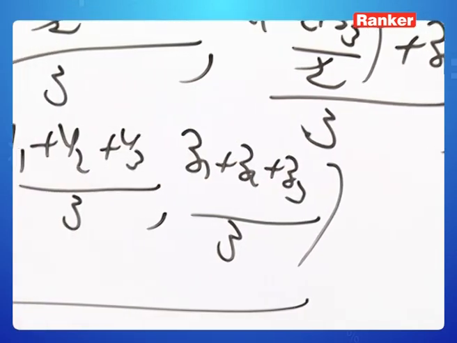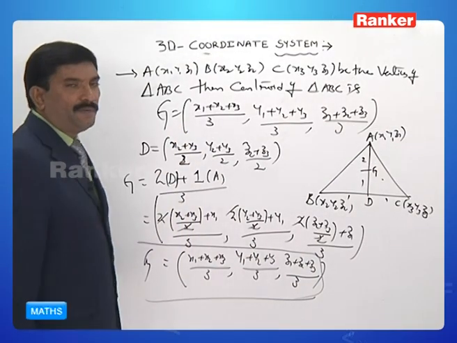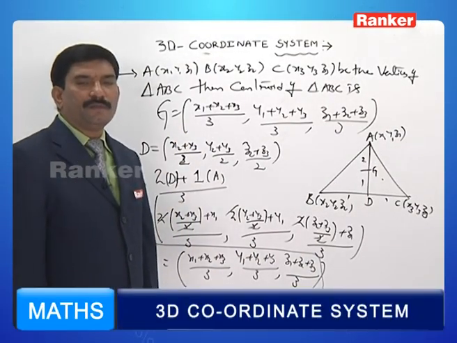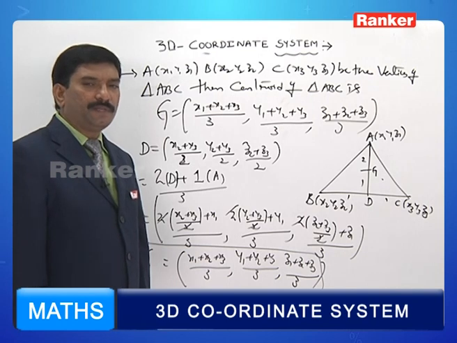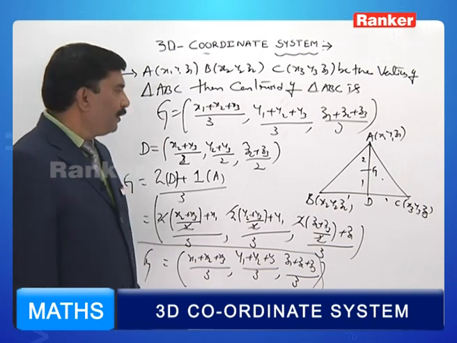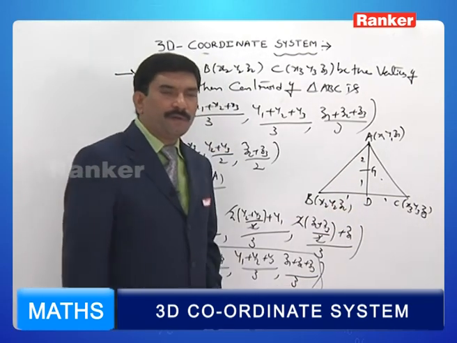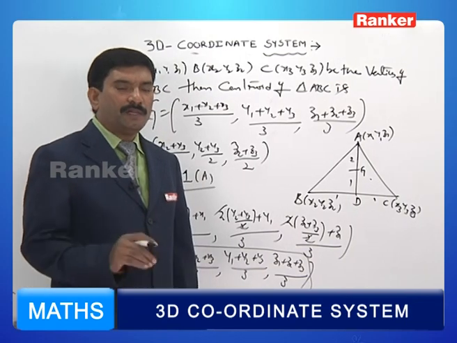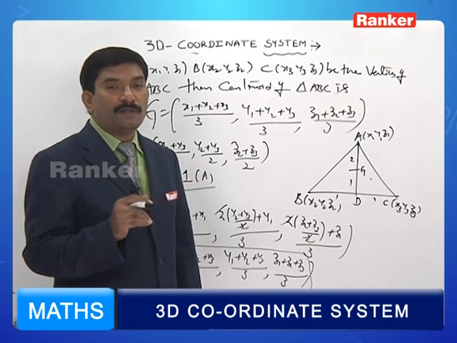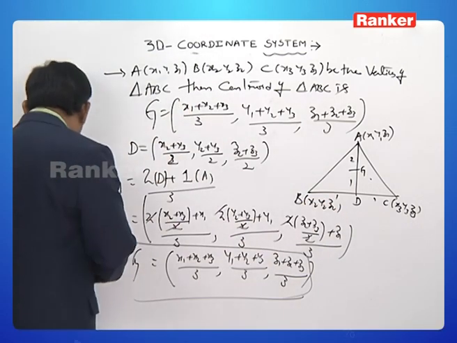This is nothing but the centroid of a triangle formed by the 3 vertices x1, y1, z1, x2, y2, z2, x3, y3, z3. So when the 3 vertices are given, this is the way you can find out the centroid. When the centroid is given and one vertex is not given, in that case, by knowing the other 2 vertices, we can also find it out.